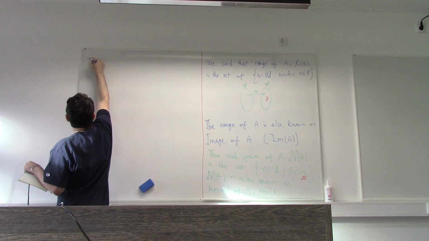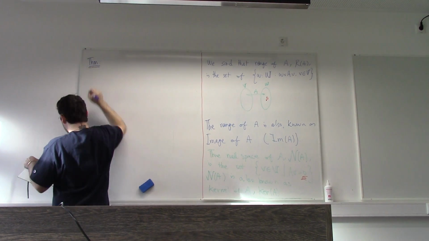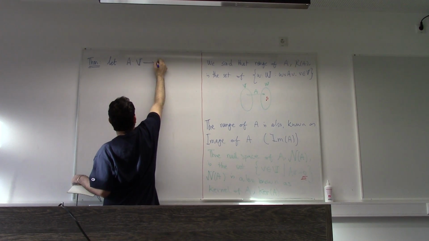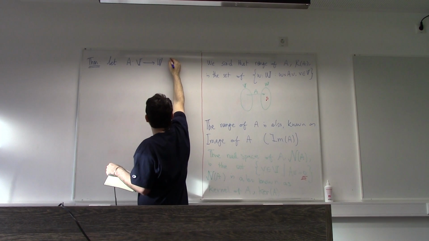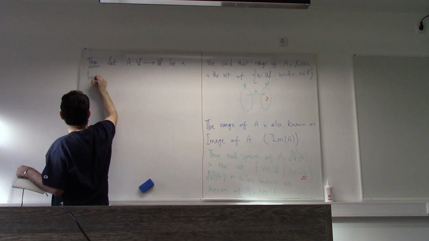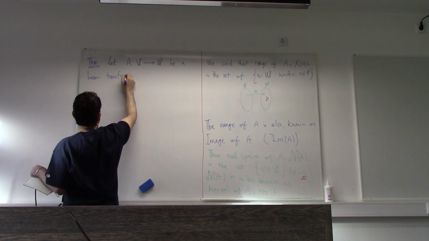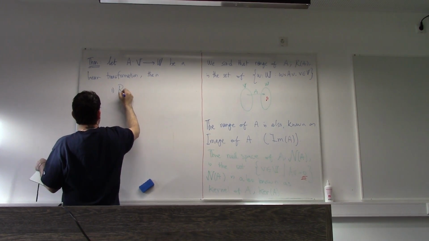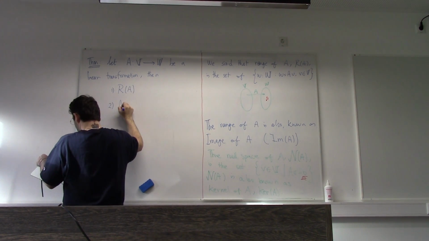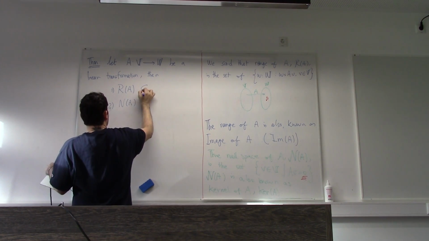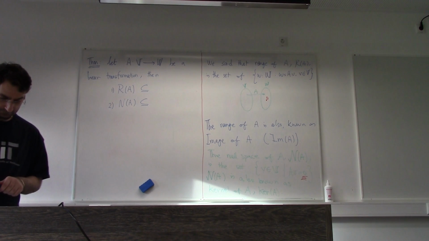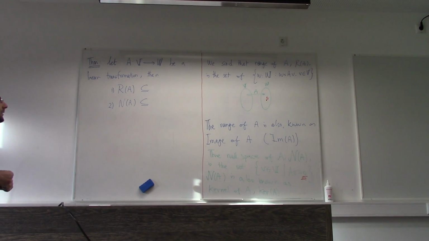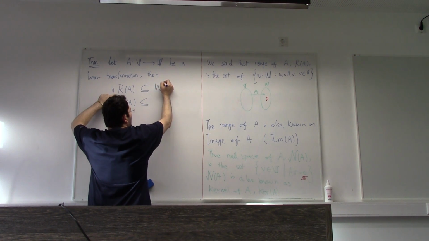Theorem. Let A be a linear transformation from V to W. Then we have RA and NA each be a subspace. RA is a subspace of W.